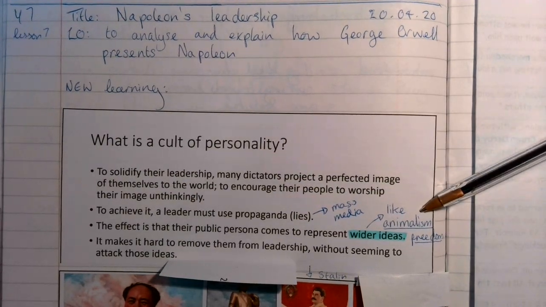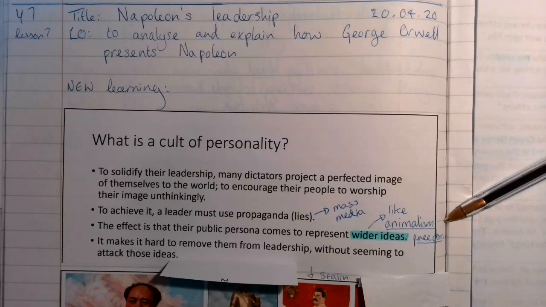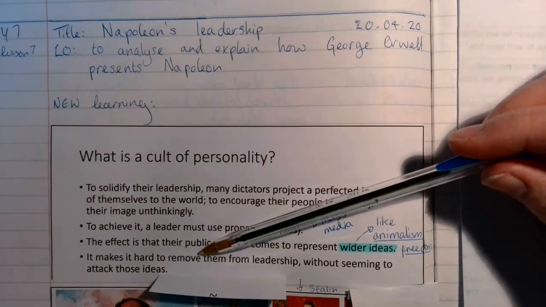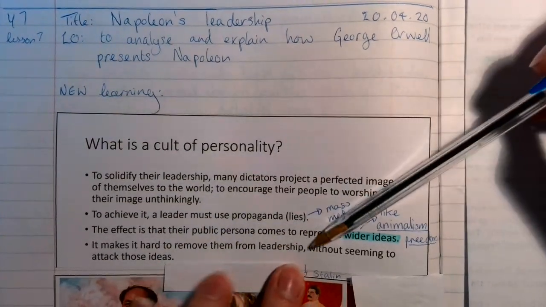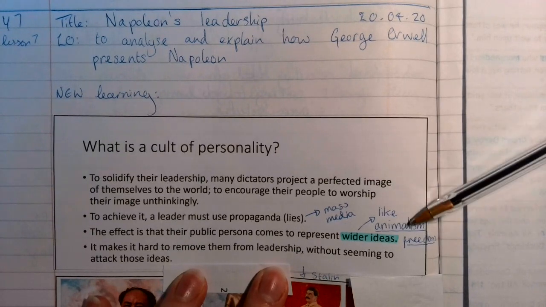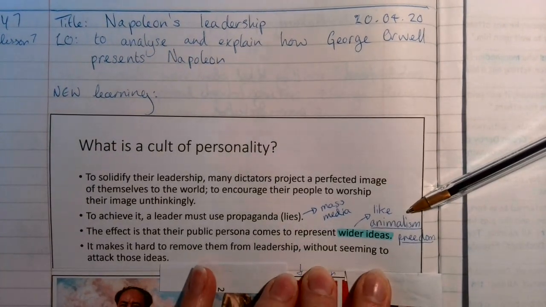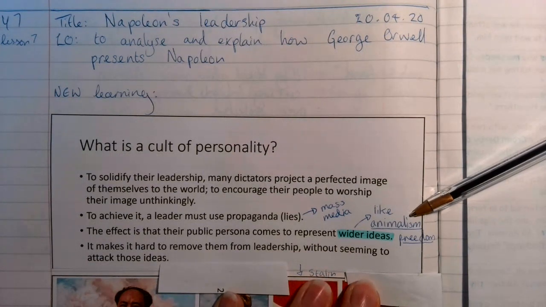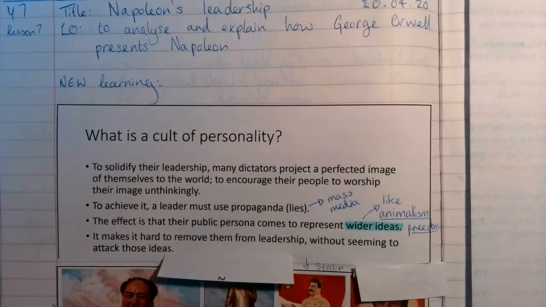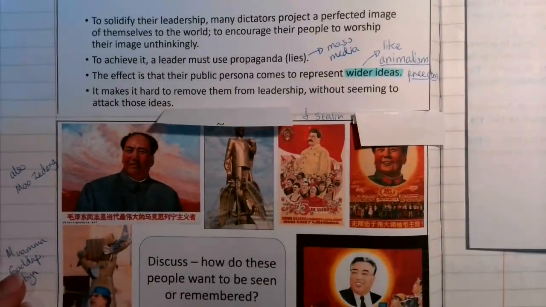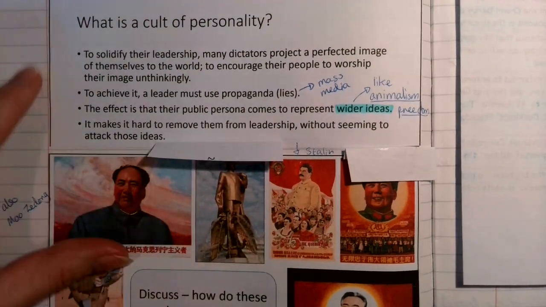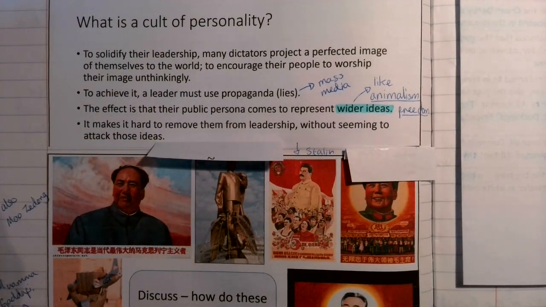And that's ideas like animalism, or ideas like freedom, or perhaps ideas like victory. It makes it hard to remove these leaders without seeming to attack these ideas. So Napoleon makes himself such an important figure on the farm that you couldn't get rid of him without feeling like you're getting rid of animalism. So underneath, I've got some pictures. Pause here and make a note of those 4 bullet points, please.